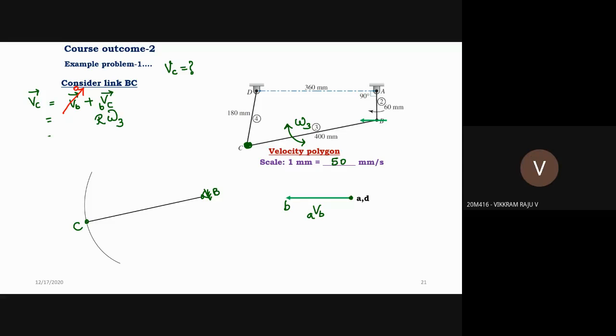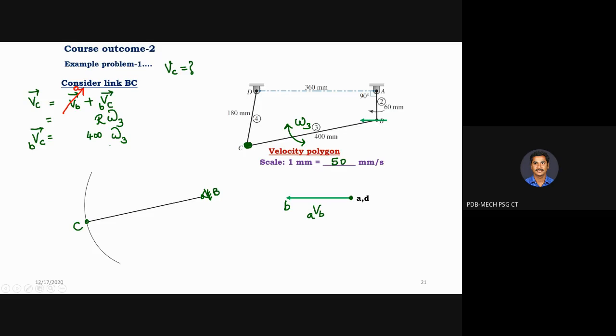What is R? 400 mm. Omega 3 known or unknown? Unknown, sir. So you keep it as it is. The velocity of C with respect to B is equivalent to 400 into omega 3. Correct or not? Yes, sir. Once you know omega 3, you can find the magnitude of this. But we don't know omega 3, so you retain it as 400 omega 3.